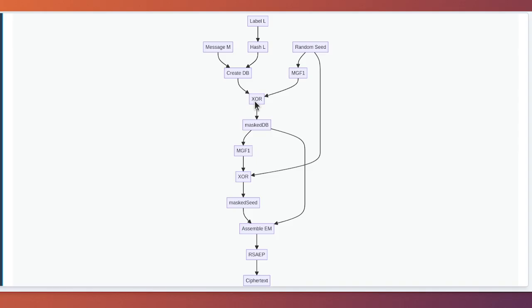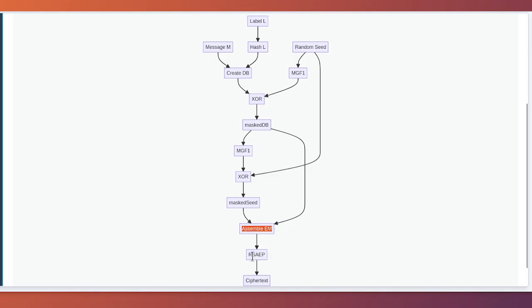Step 3 continues the EME-OAEP encoding with the masking operations. You apply MGF1 to the seed to generate a DB mask of length k-h-len-1. XOR the data block DB with DB mask to get masked DB. Then apply MGF1 to masked DB to generate a seed mask of length h-len. XOR the seed with seed mask to get masked seed. Finally, concatenate a single 0x00 byte, masked seed, and masked DB to form the encoded message EM of length k bytes.